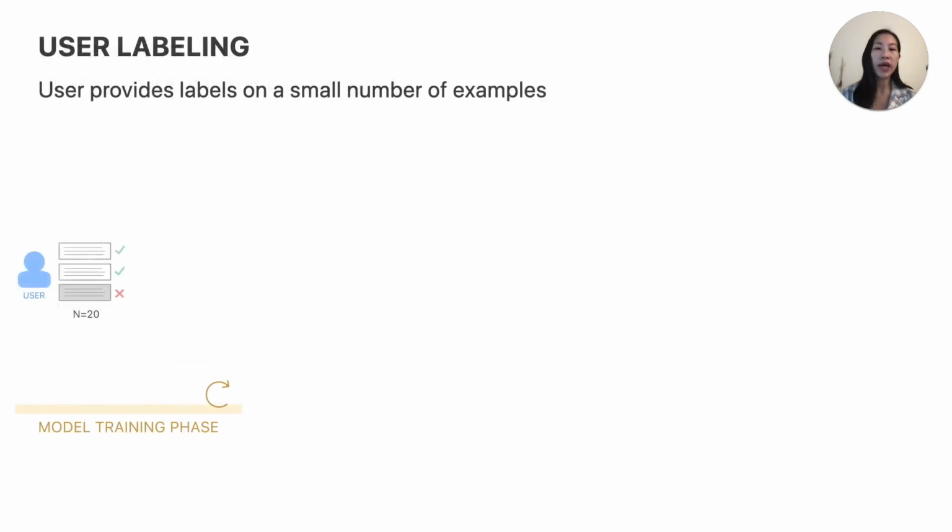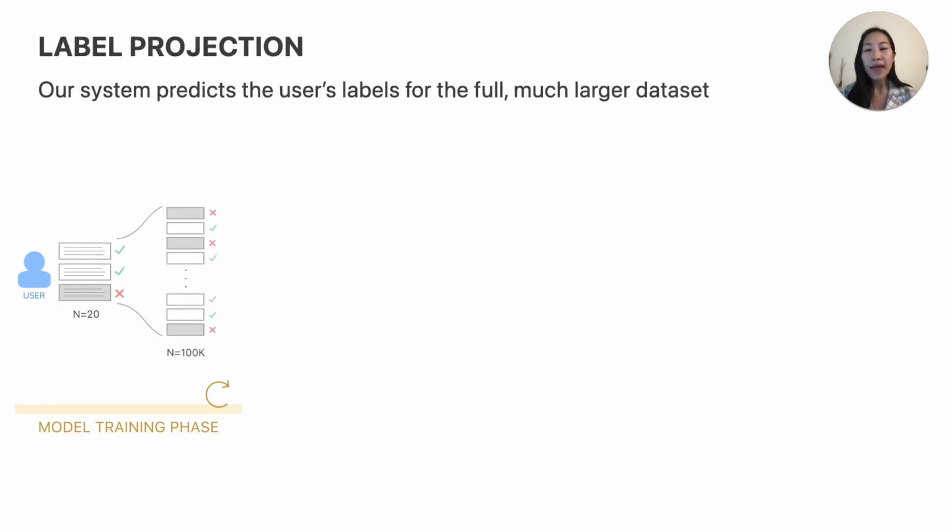With our approach, users initially provide labels on a small number of samples. Then, using methods drawn from recommender systems, we can project their labels onto the space of diverse annotators, and can use similar annotators' data to predict the user's labels for the full, much larger dataset.